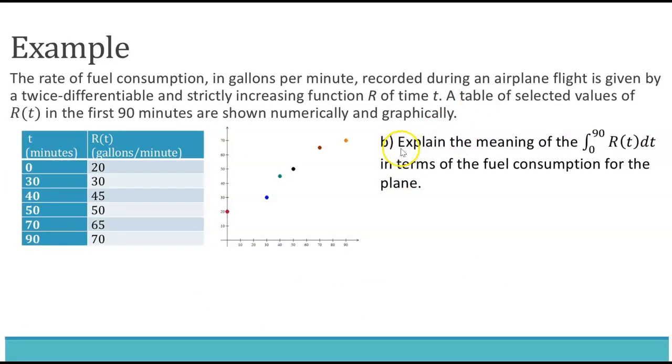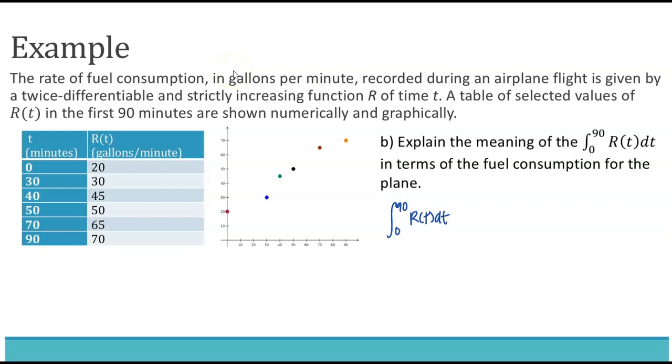In part B here, we are asked to explain the meaning of the integral from 0 to 90 of r of t dt in terms of the fuel consumption for the plane. So we spent a whole part approximating this value, but why is this value important? What does it mean? So we have the integral from 0 to 90 of r of t dt. Well, it's the net change. It's the net change in gallons.